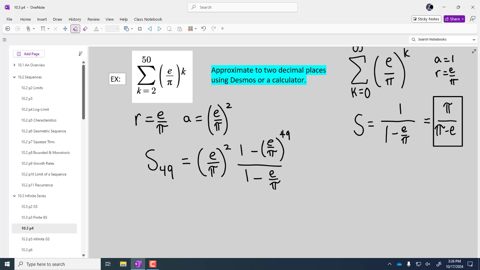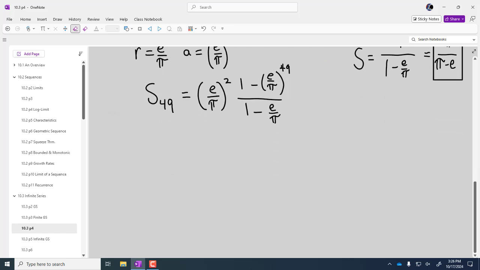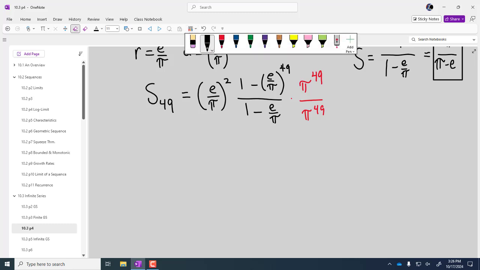We've got a complex fraction there. We need to simplify that at the very least. So we want to simplify this. The biggest denominator is e to the 49. So the best way to simplify this down is to clear that fraction. So we're going to multiply by pi to the 49 on top and down below. If we do that, then we will eliminate the complex fraction. We'll no longer have complex fractions.